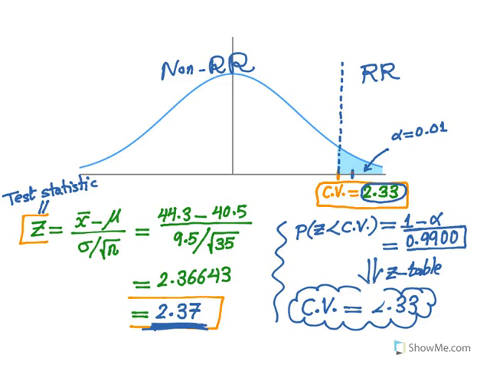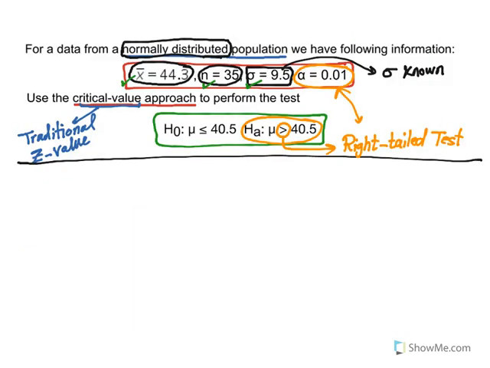Let me use a different color for now. Let's say this here is Z equal 2.37. This is the one that we found here. So what do we notice? We notice that this Z lies in the rejection region. So it's here, inside the rejection region. So this means that we reject the null hypothesis.